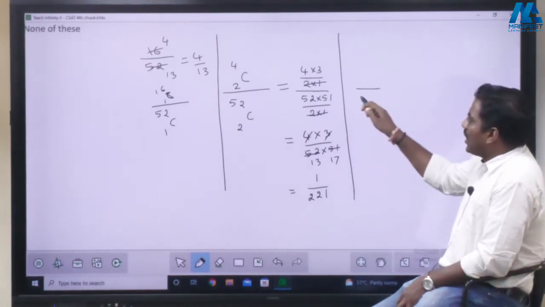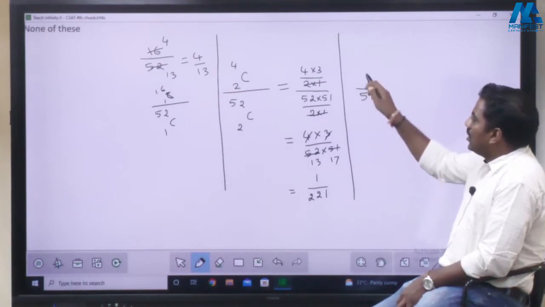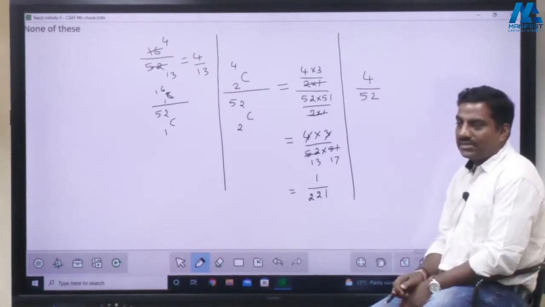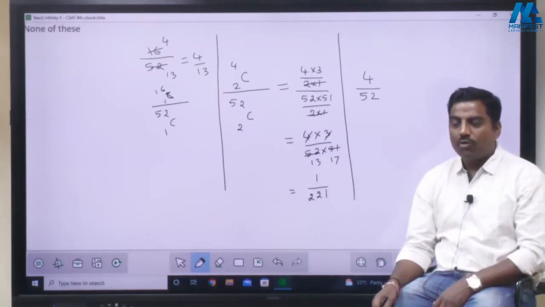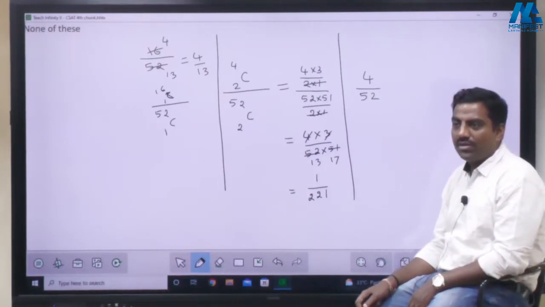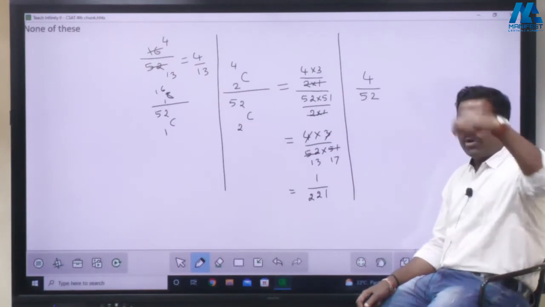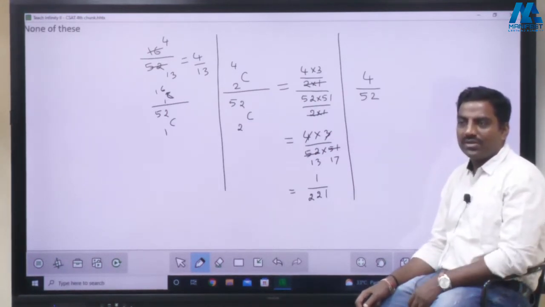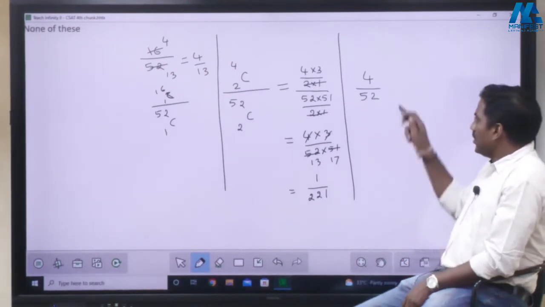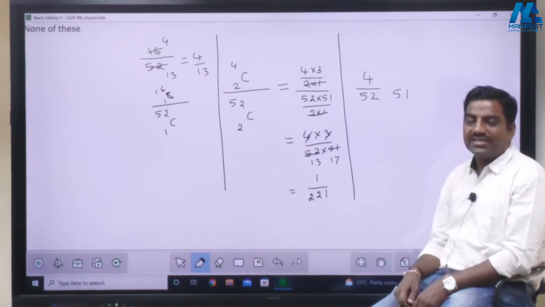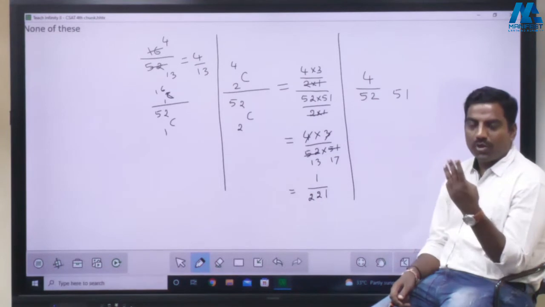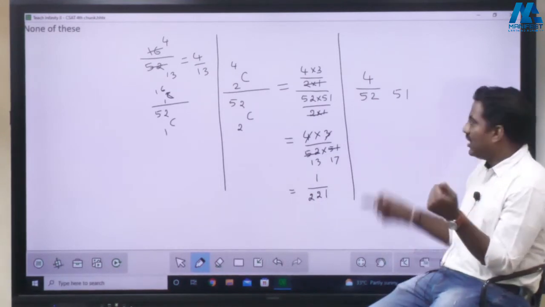So out of 52 cards, you can have 4 kings. Now you have removed 1 card and kept it aside. How many cards are remaining now? 1 king you have removed and kept it aside. Now totally how many cards are remaining in the pack? So 51 cards are remaining. Out of them, how many kings are left? 3. So the possibility of picking up this one is what?